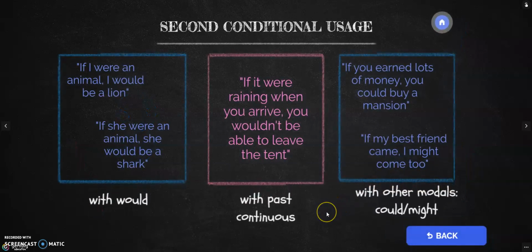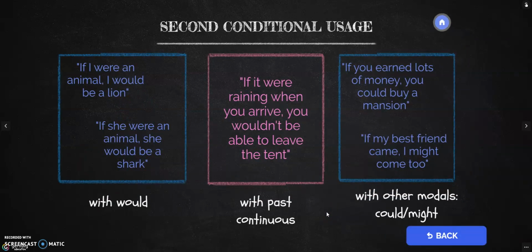Okay? I'm going to give you some examples as to how to use this conditional. We're going to start with the first couple of sentences. If I were an animal, I would be a lion. Si fuera un animal, perdón, sería un león. If she were an animal, she would be a shark. Si ella fuera un animal, sería un tiburón. Okay? In this case, I'm using the second conditional with would. This is the traditional second conditional that we already know.